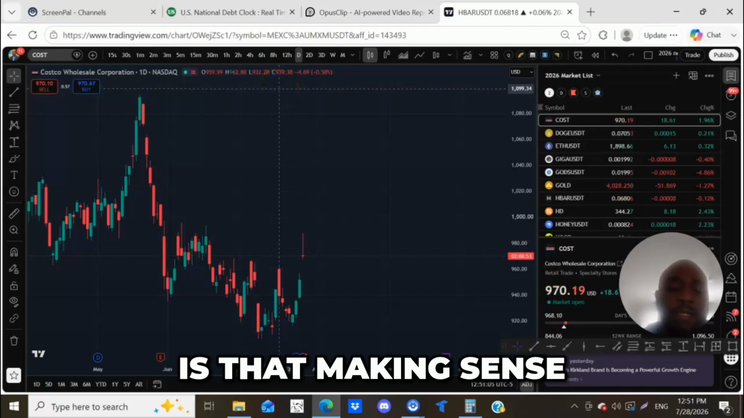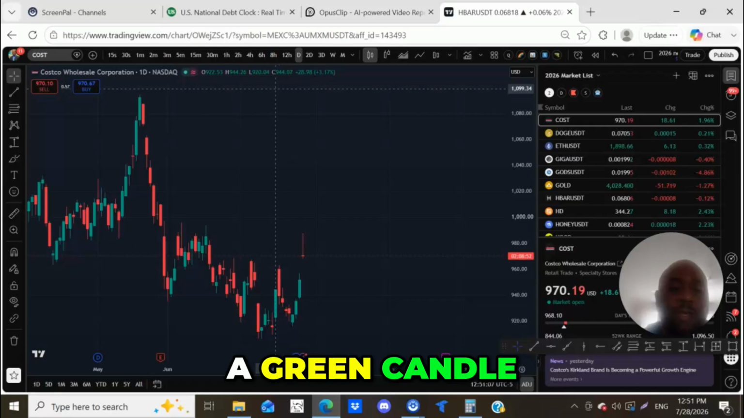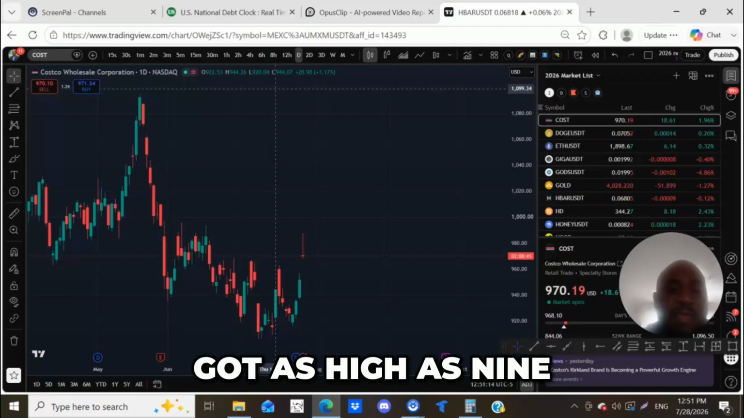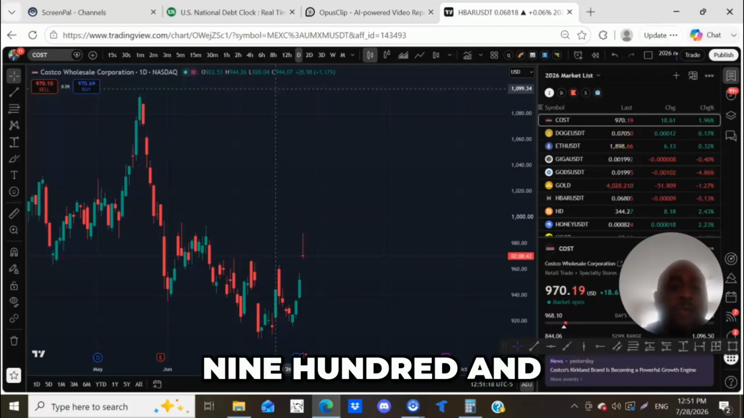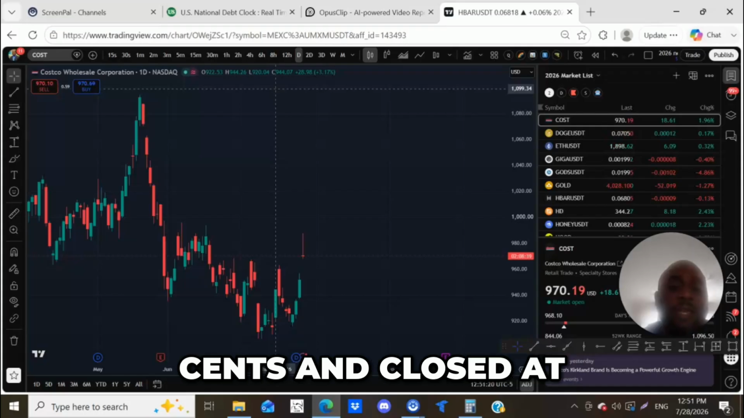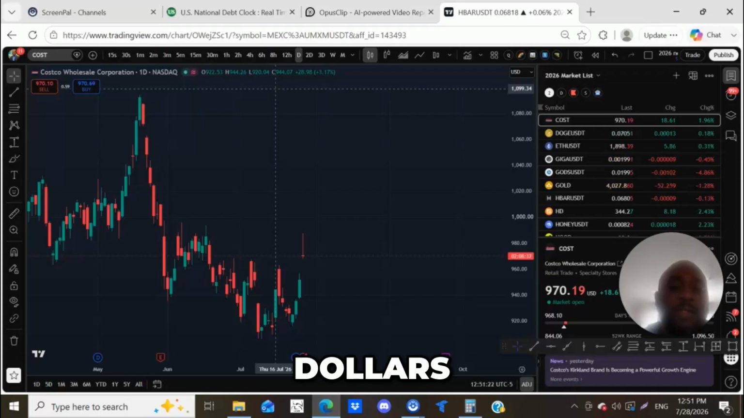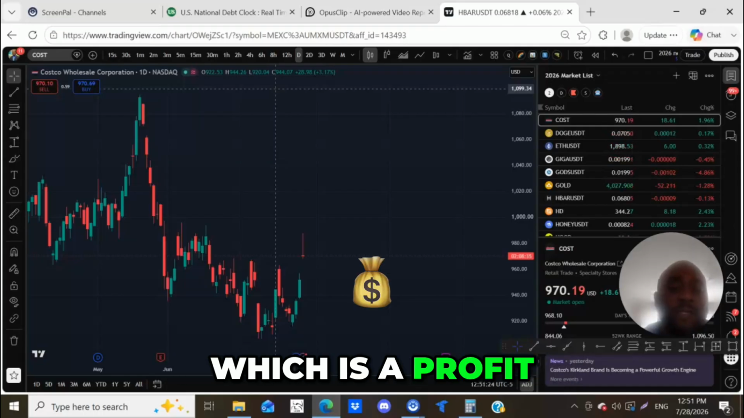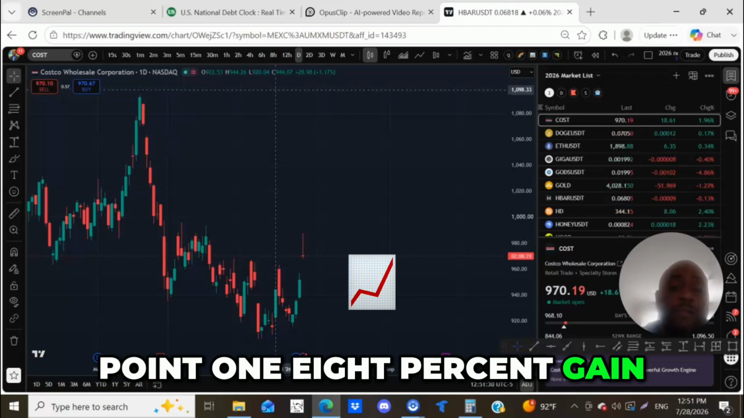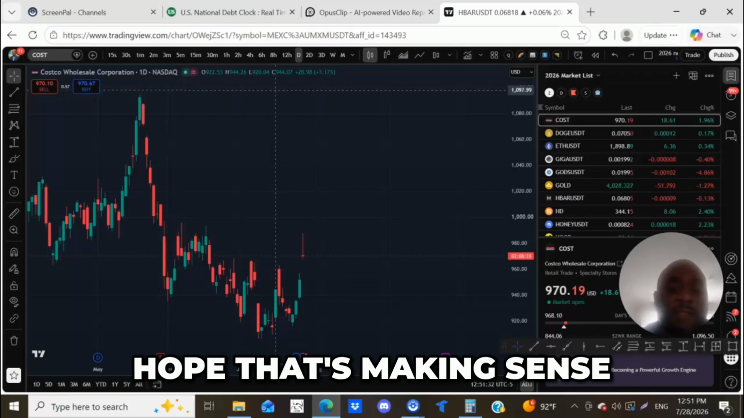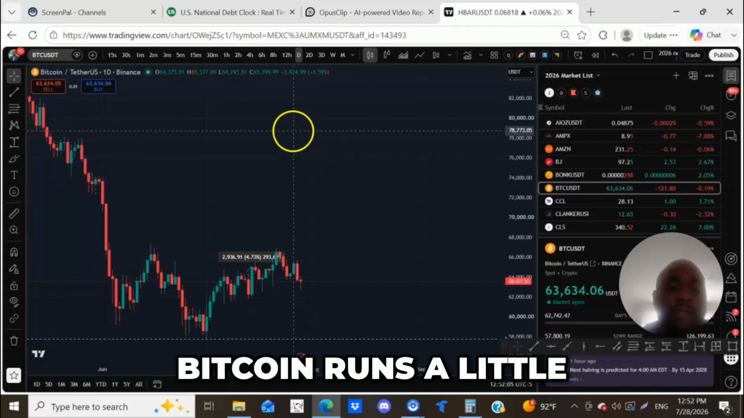Is that making sense? Let's look at one right next to it, a green candle. Same here, opened at 922.53, got as high as $944.26, got as low as $920.04, and closed at $944.07, which is a profit. $28.98 to be exact. That's about a 3.18% gain. Hope that's making sense. Bitcoin runs a little differently.